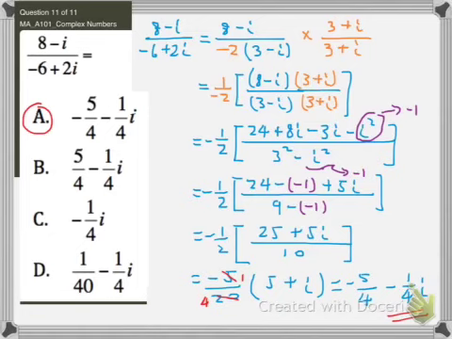So please take another look if you're not too sure. You can pause and play at any time and continue, and see if you can get it right this time.